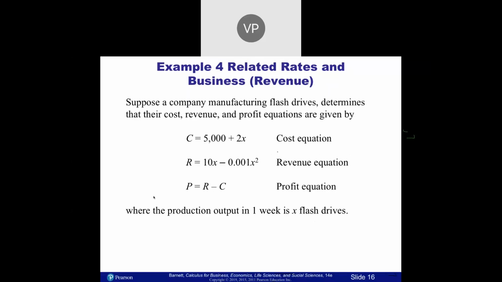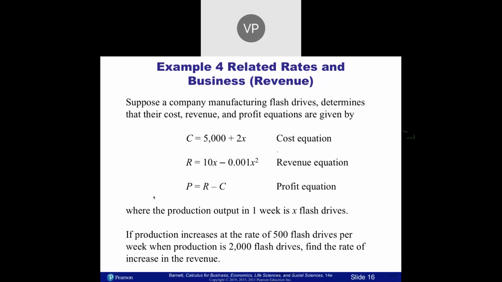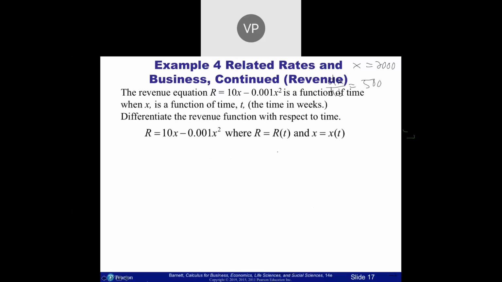Okay, so in this next one, they're telling us same problem, I believe, but this time they want you to find the rate of increase in the revenue. So you'll see how this works. It's the same thing now, and I guess I shouldn't have erased this. x is still 2,000, and the rate of change, dx/dt, is 500. Okay, but this time we're using the revenue equation. So again, we find the derivative with respect to t. So that's dR/dt, and then we find the derivative of each of these.